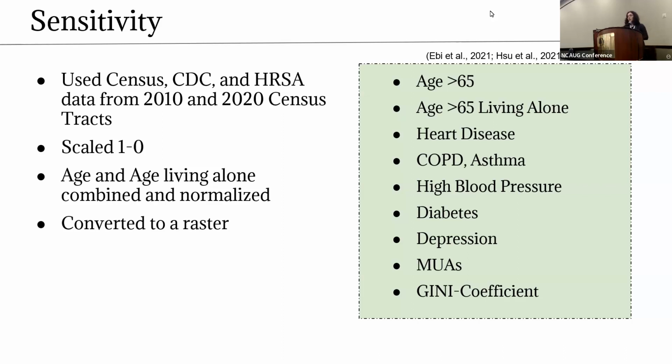All right, so once I had all of this together, I scaled it 1 to 0. So a census tract that checked off more boxes would be a 1, and a census tract that didn't check off any would be a 0. And then I converted this into a raster format to be the same as my land surface temperatures.